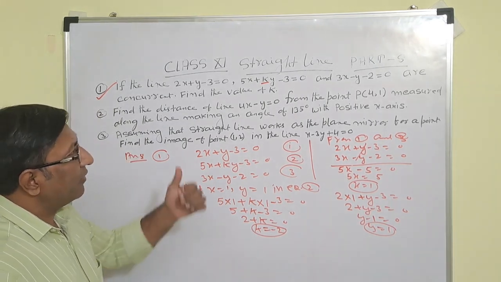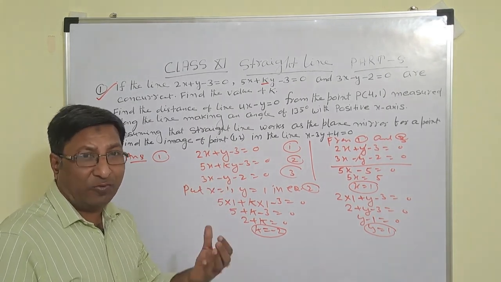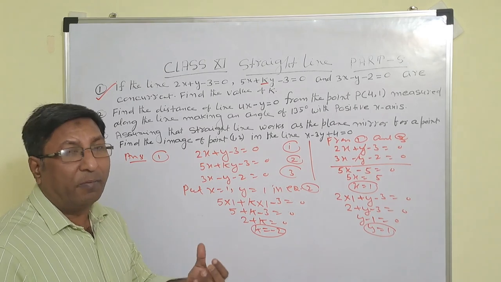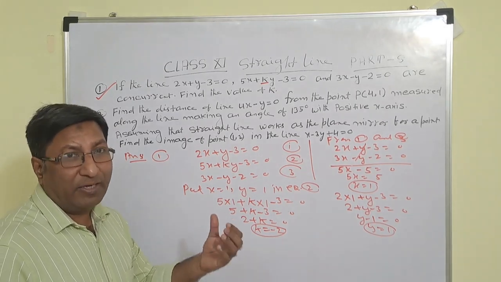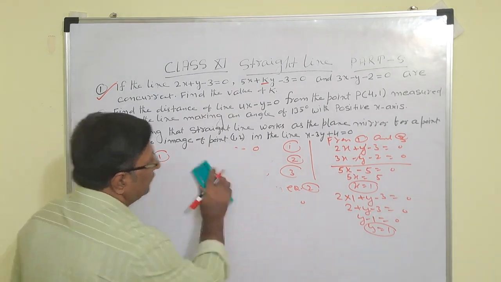Okay. So this is a model question. Any question that comes with three lines which are concurrent, then what is the common point? And what is the value of k? You can find it very easily. Now see question number 2.